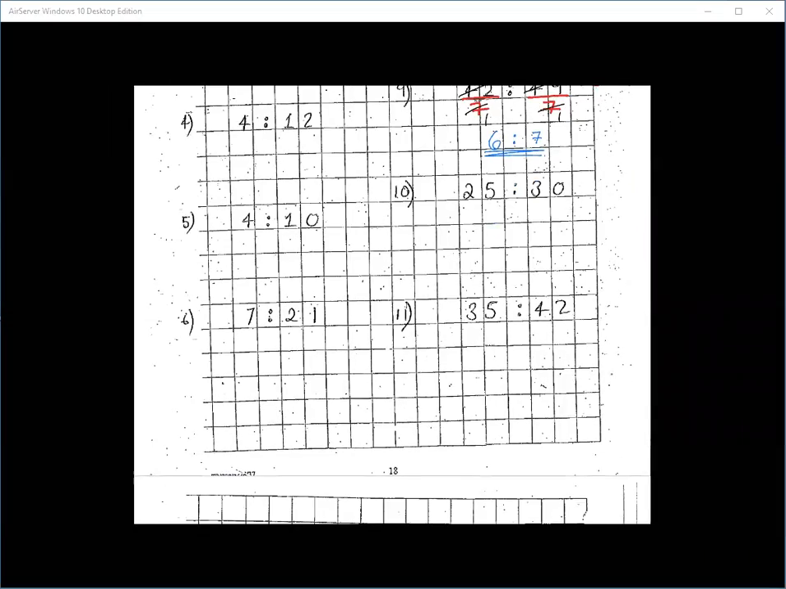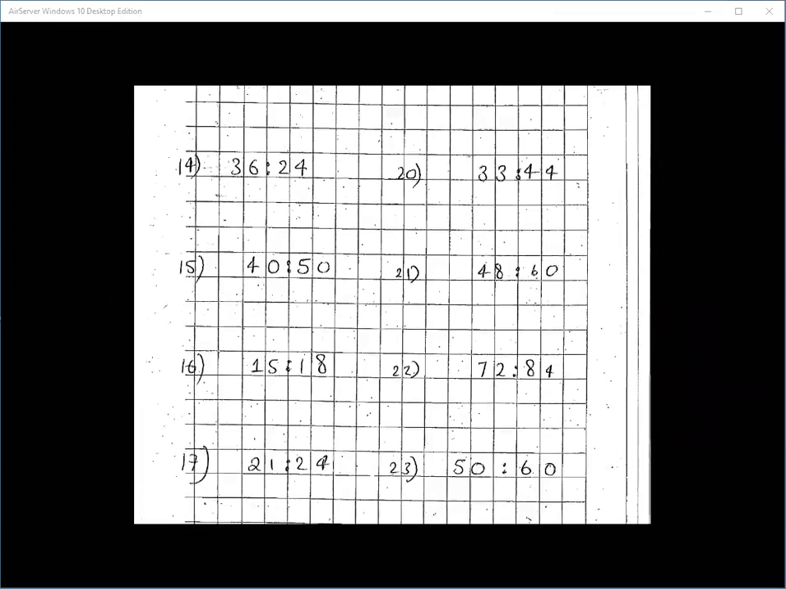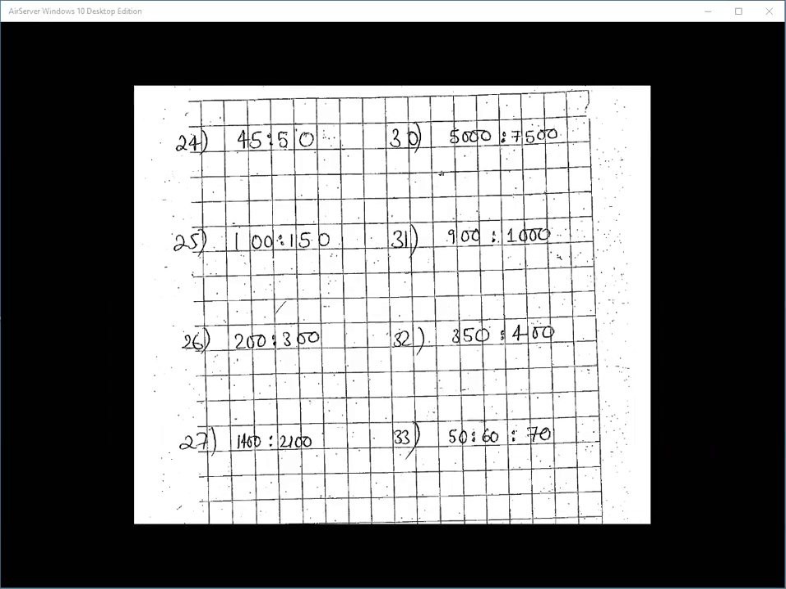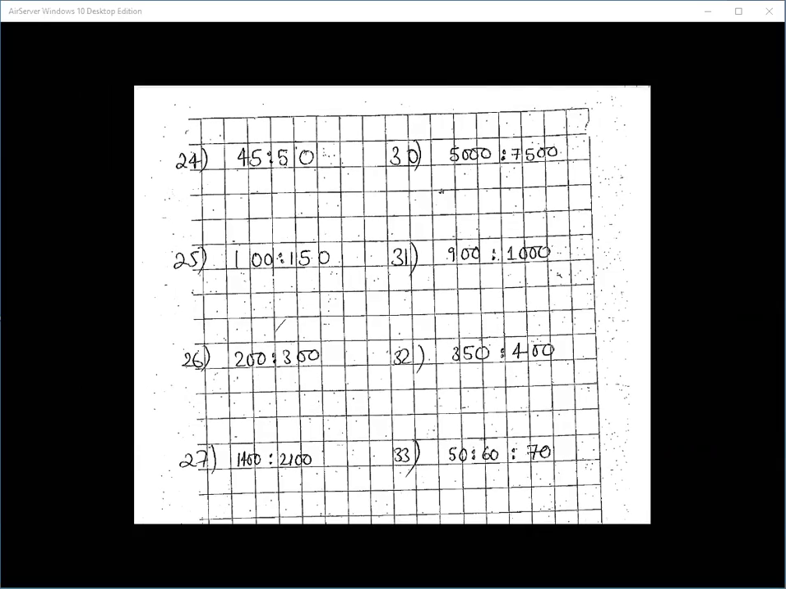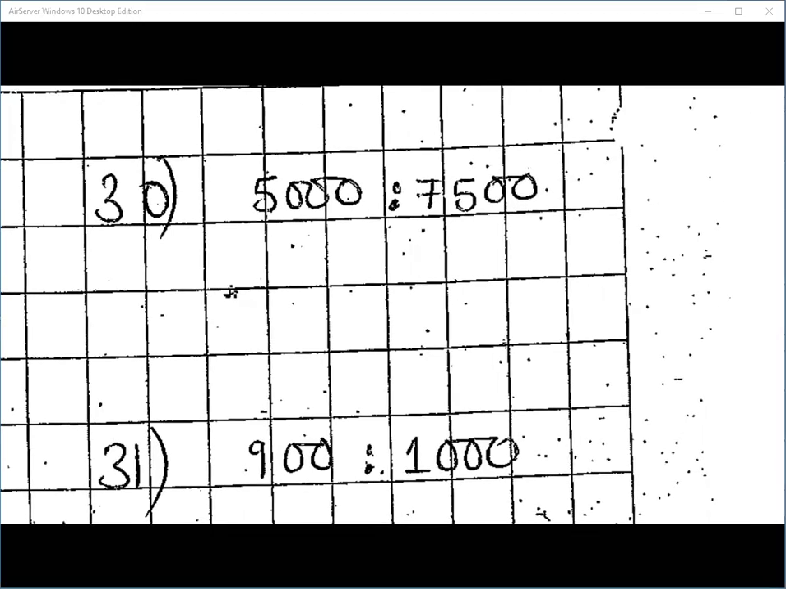Let's just do one more question. Let's see if we can find a bigger one. Do you have any bigger questions? Ooh, we've got some nice ones over here. Okay, what about question number 30? 5,000 and 7,500. What can we cancel them by?